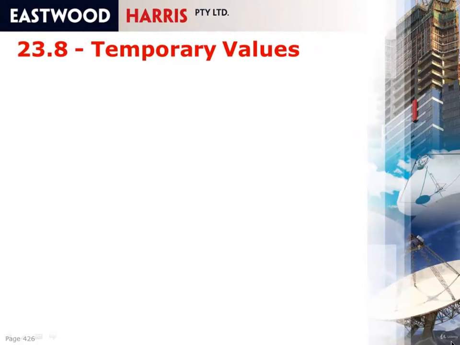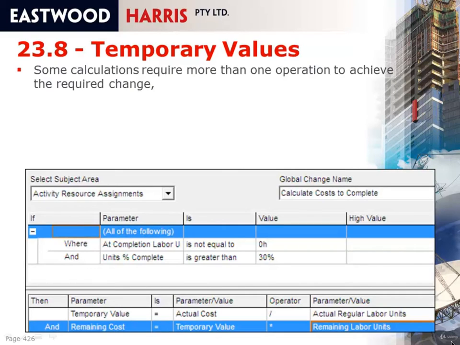You might have noticed in running a global change that you can either manipulate one parameter by multiplying it by another parameter, or manipulate a third parameter by multiplying it by two others. And therefore you can't multiply three parameters together in a line in a global change. So if you need to use three parameters, you actually need to do it on two lines, and the first calculation needs to be saved as a temporary value. So this temporary value here is being saved as a user definable field. And what I'm doing is I'm dividing the actual cost by the actual labour units to get the unit rate that we've incurred to date.